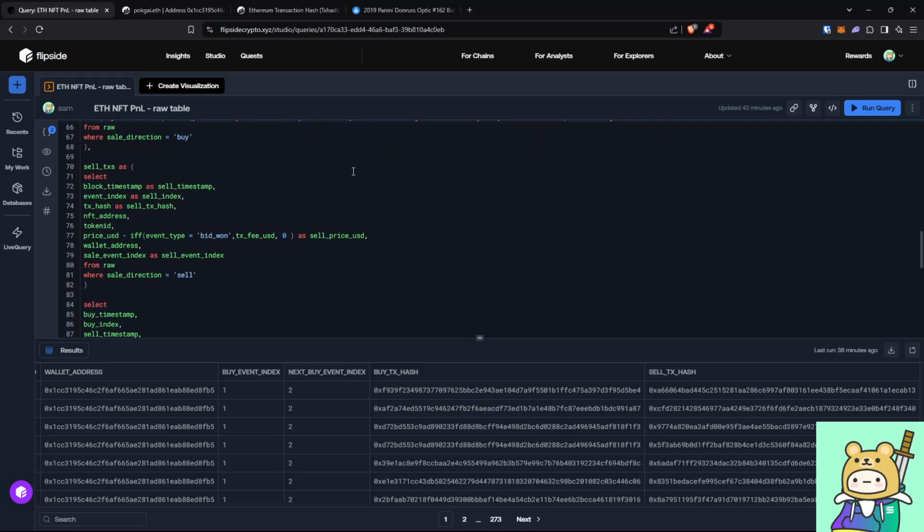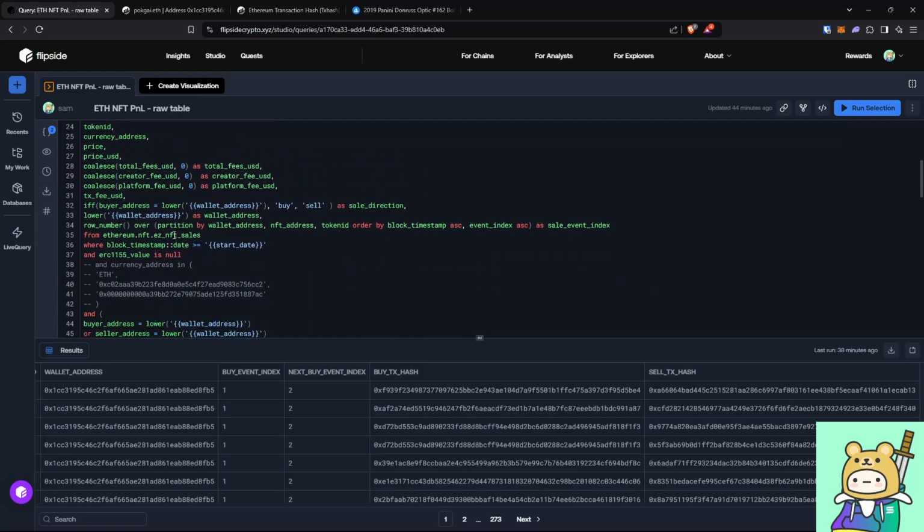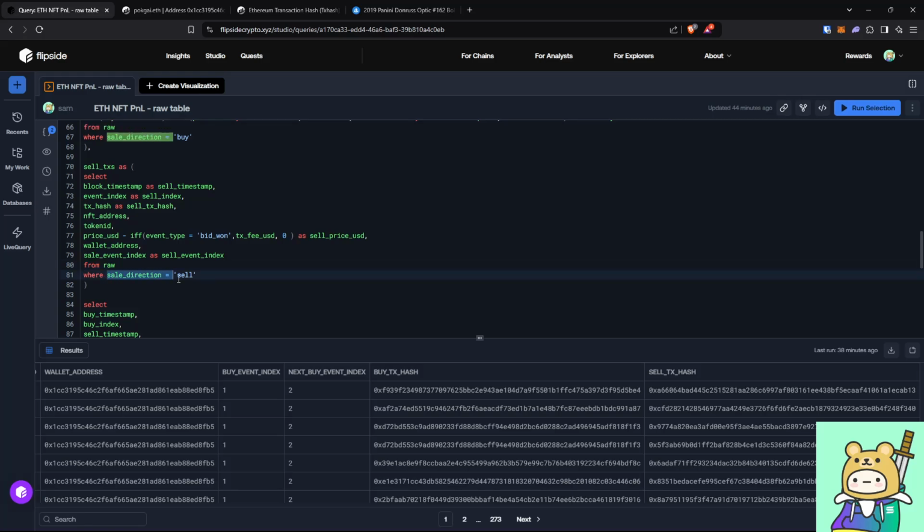Alright. And then we have a sell CTE, right? So sell transactions. Nothing unusual here, right? So from raw, again, raw is my raw table. And then filter for when direction is sell. And the only thing that matters here is, I guess, a net sell price. So what is the price? The price that was paid.